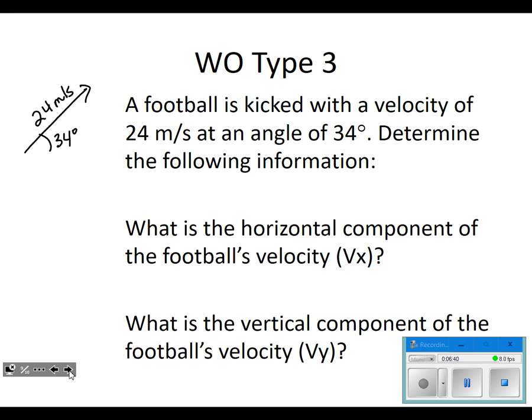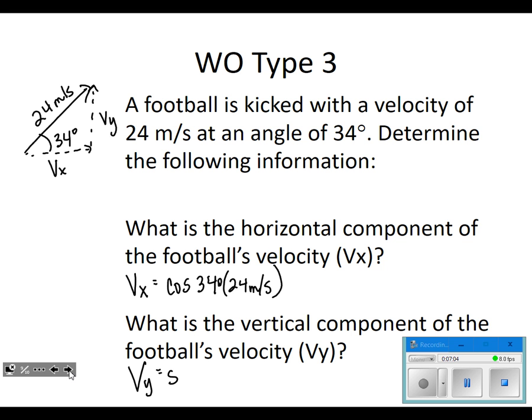Okay, so then I need to look at my Vx and my Vy. And everybody should be able to calculate those. This first one asks me for my Vx, and to calculate my Vx, since it's an adjacent side, I would do the cosine of 34 degrees multiplied by 24 meters per second. And then for the Vy, since it's the opposite side, I would do sine of 34 degrees times 24 meters per second. Okay?